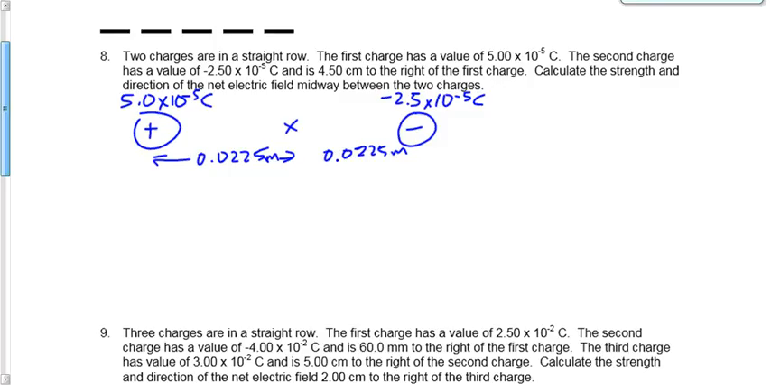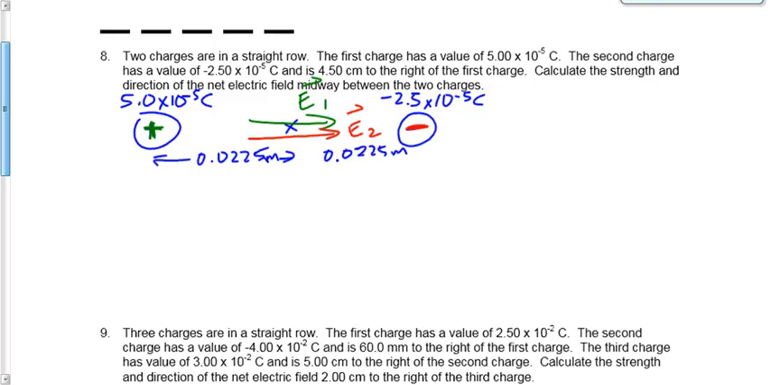Which way is the field caused by the positive? We define the direction of the electric field as away from the positive and toward the negative. So the field caused by this one is going to be to the right, away from the positive. The field caused by this one is going to be to the right, toward the negative. They're both to the right. That makes sense?